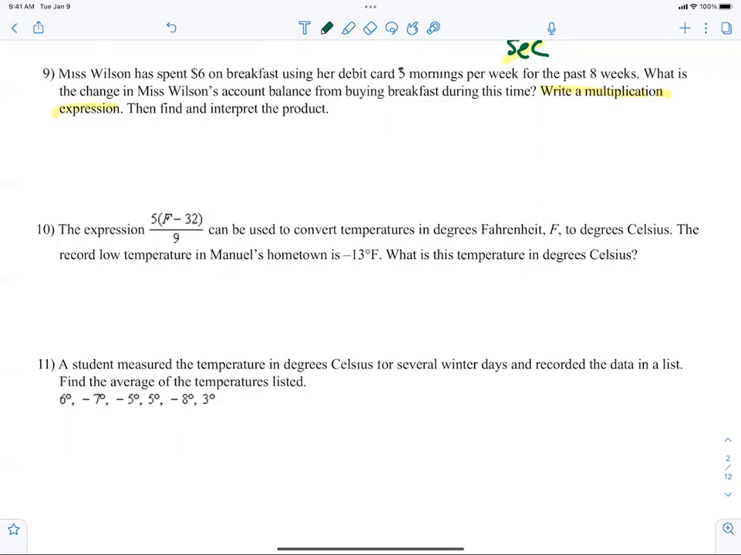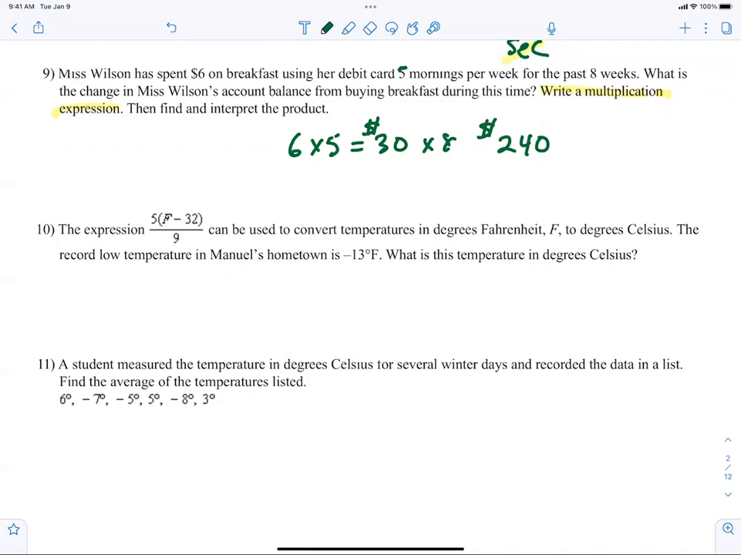And you're right, that's a 5. 6 times 5 is 30, right? So she spent $30 in the past 8 weeks. 30 times 8, yep, is 240. I'm agreeing with you. So $240.